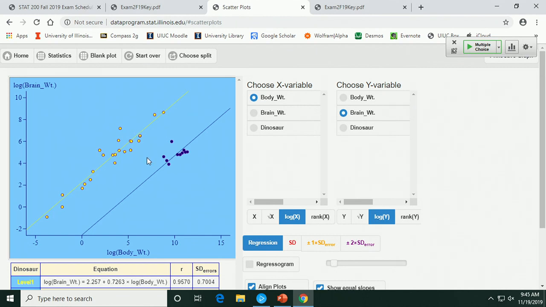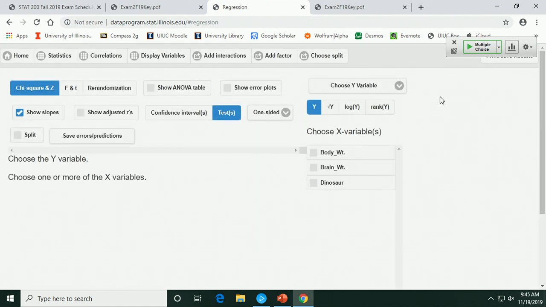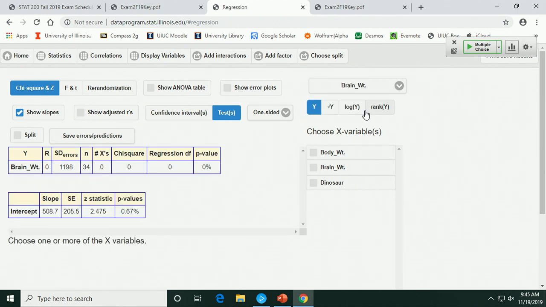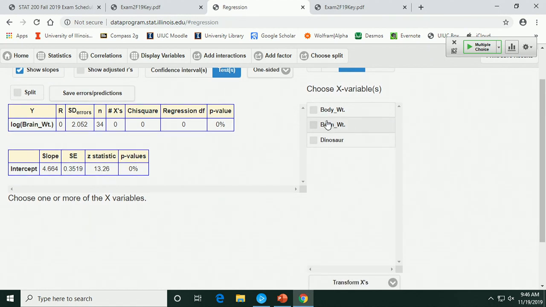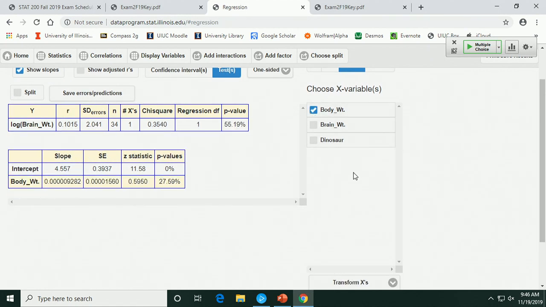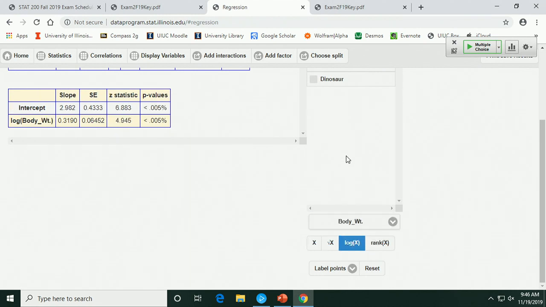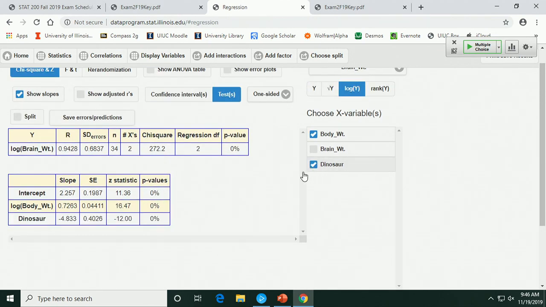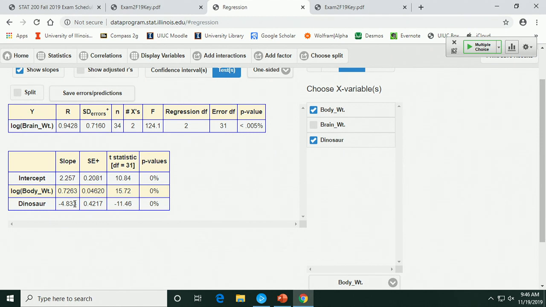And then we'll do a multiple regression model. So let's just see, remember how to do that. So we'll go back here, and here we'll choose the y variable as what? Brain weight, but we want the log of the brain weight. And then we'll have the x variables, we're going to have 2 of them. One will be the body weight, and we're going to transform that to be the log of the body weight. And then we're just going to add dinosaur as well.